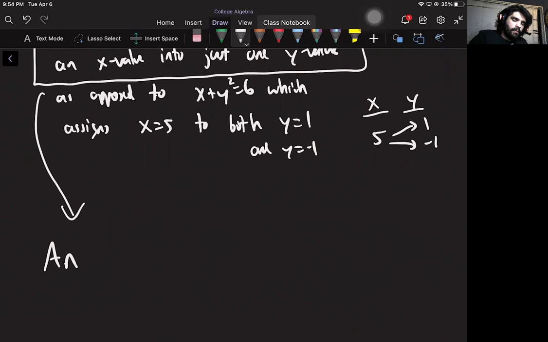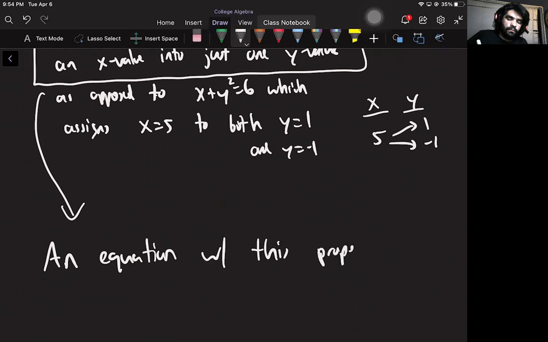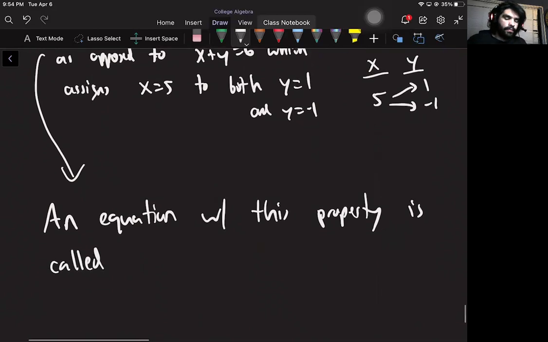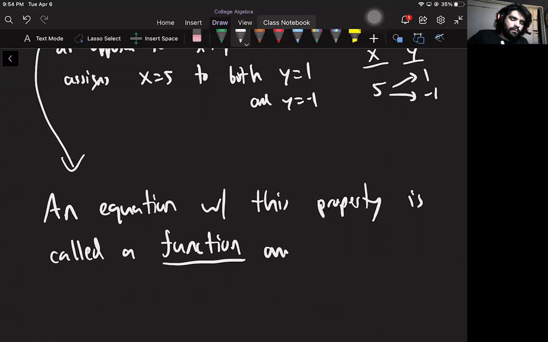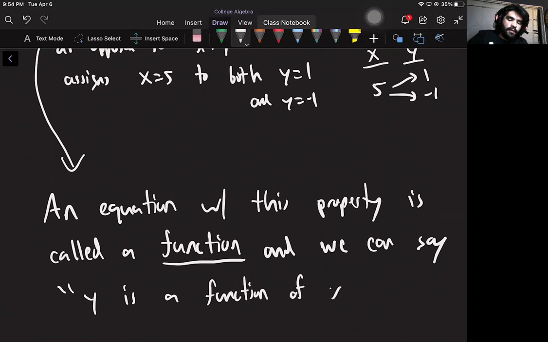Okay, so an equation with this property is called, instead of just being a mere equation, now it's called a function. It's somehow this extra special equation that's way better than other equations. So it gets its own name. It's called a function. And you can say it a little bit better. You can say something like y is a function of x, because the y values are being determined by x.